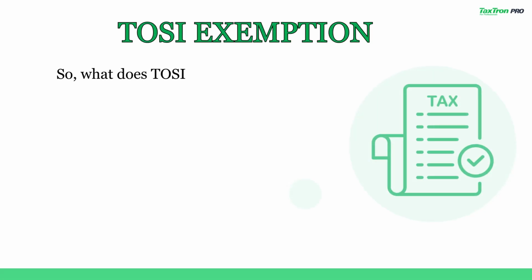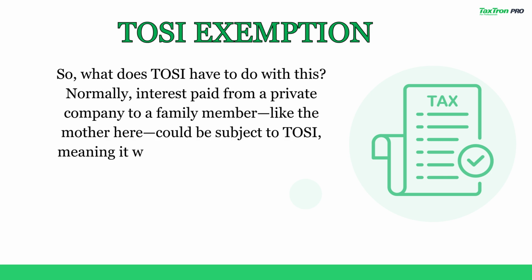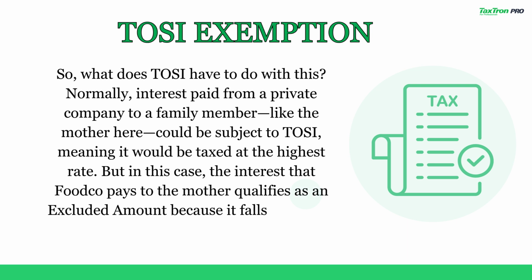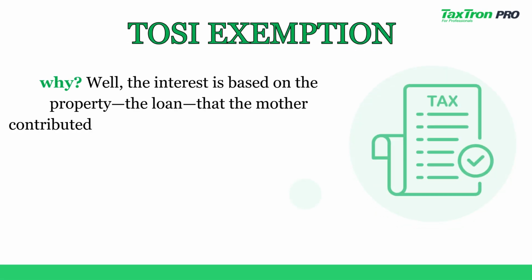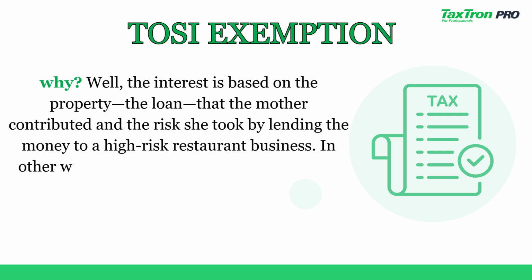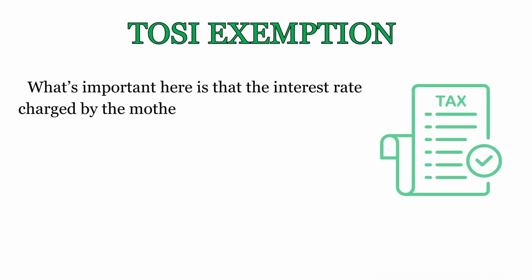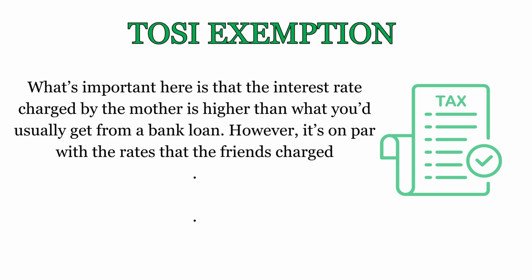So, what does TOSI have to do with this? Normally, interest paid from a private company to a family member, like the mother here, could be subject to TOSI, meaning it would be taxed at the highest rate. But in this case, the interest that Foodco pays to the mother qualifies as an excluded amount because it falls under the reasonable return exemption. Why? Well, the interest is based on the property, the loan, that the mother contributed and the risk she took by lending the money to a high-risk restaurant business. In other words, the return she's getting matches the risk she assumed, and that makes it a reasonable return. What's important here is that the interest rate charged by the mother is higher than what you usually get from a bank loan. However, it is on par with the rates that the friends charged.